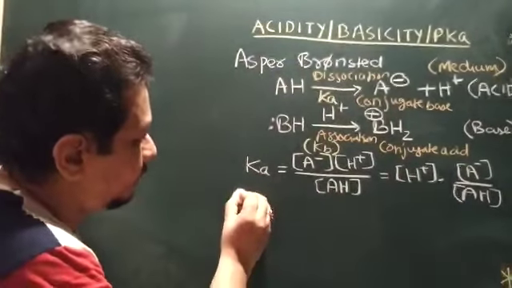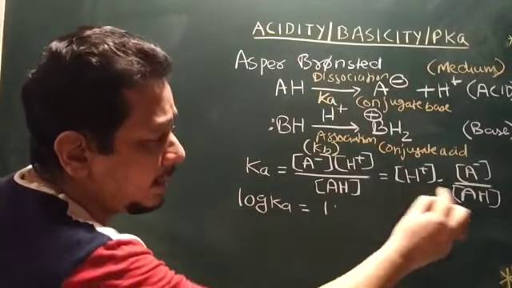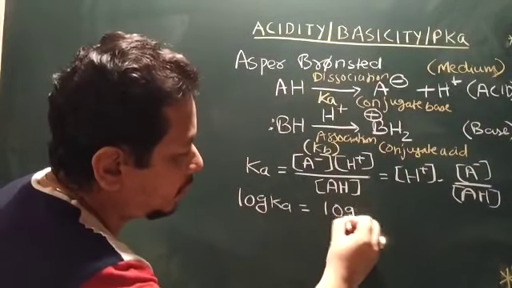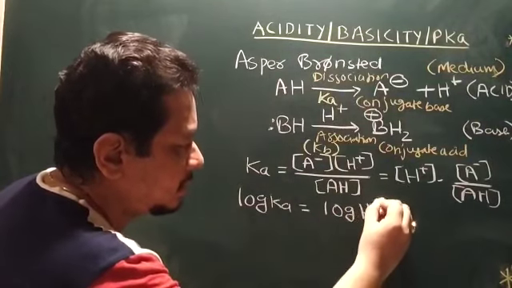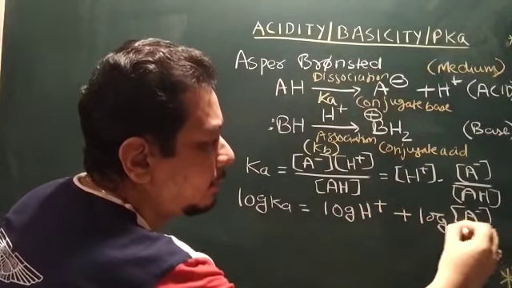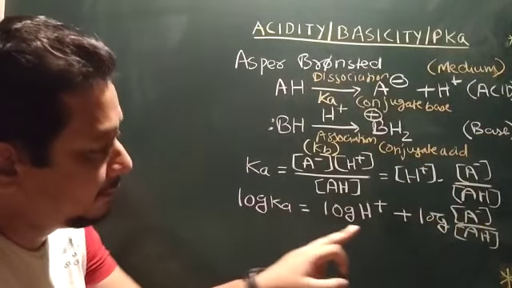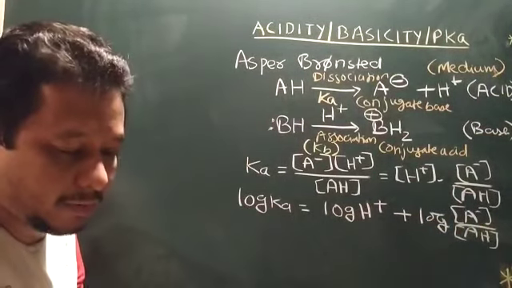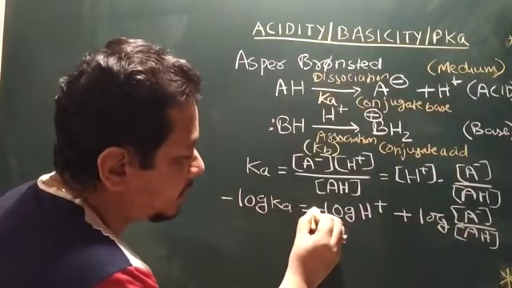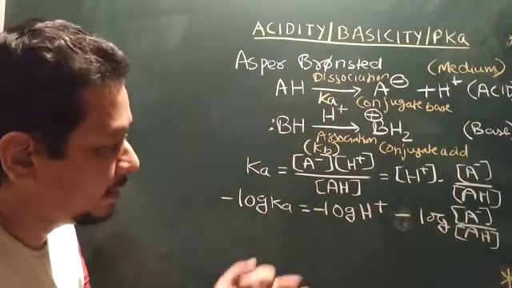If you take the log of both sides, log K, then log of A into B is log A plus log B. So log K equals log H plus, plus log of A minus upon AH. Now if I insert a minus sign everywhere, it becomes minus log K is equal to minus log H, minus log of A minus upon AH. I have introduced the minus sign.